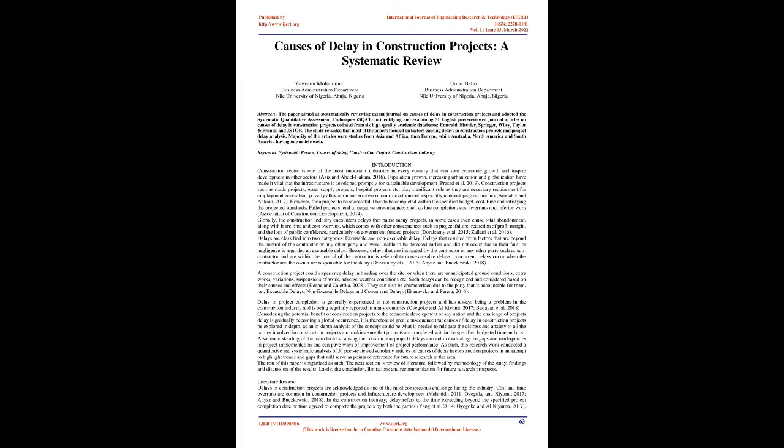2016. Delays are classified into 2 categories: excusable and non-excusable delay. Delays that resulted from factors that are beyond the control of the contractor or any other party, were unable to be detected earlier, and did not occur due to their fault or negligence are regarded as excusable delays. However, delays that are instigated by the contractor or any other party such as a subcontractor and are within the control of the contractor are referred to as non-excusable delays. Concurrent delays occur when the contractor and the owner are responsible for the delay. Dora Isami et al. 2015, Enes and Bachkovsky, 2018.